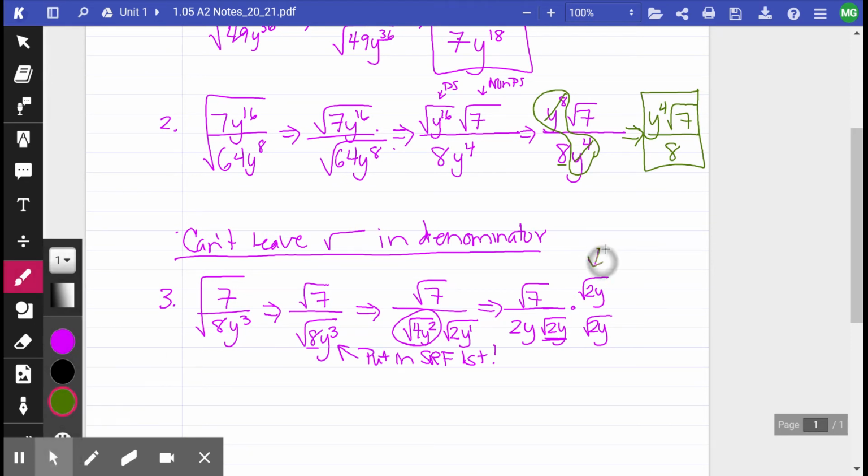So I'm going to make this note in green here. This is called rationalizing the denominator. So to rationalize, you multiply the numerator and the denominator by whatever radical is in the denominator.